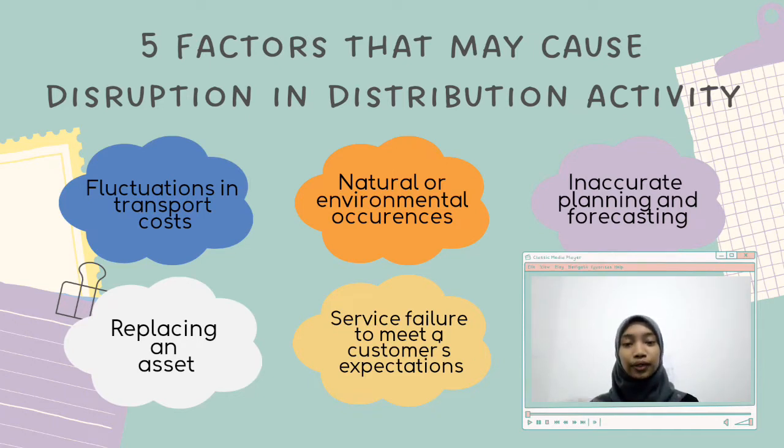Third, inaccurate planning and forecasting. The ability to accurately plan for and forecast future demand based on past production and supply is perhaps one of the core drivers in avoiding disruption and promoting sustainable manufacturing programs.